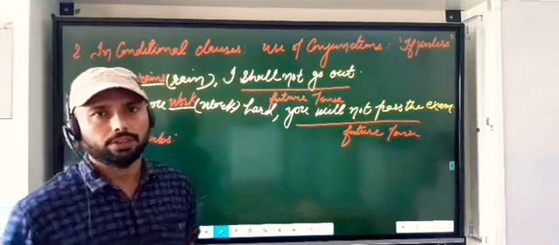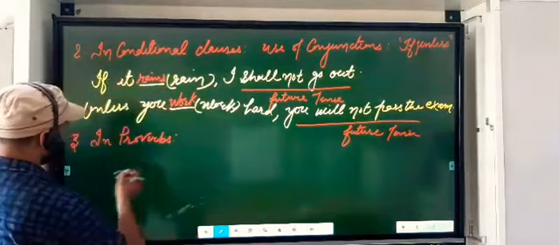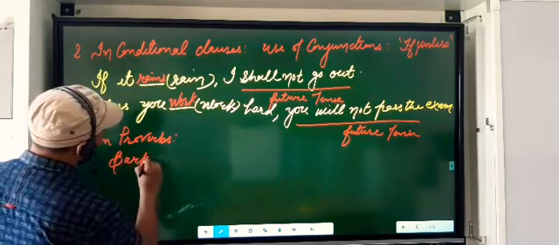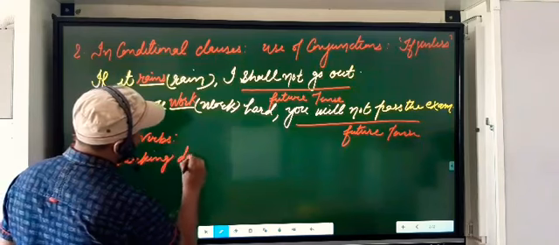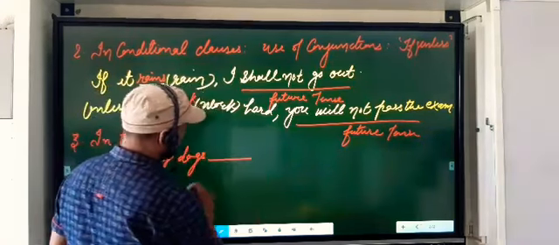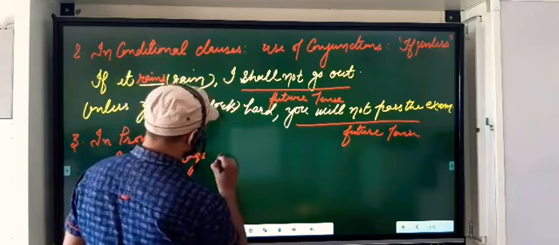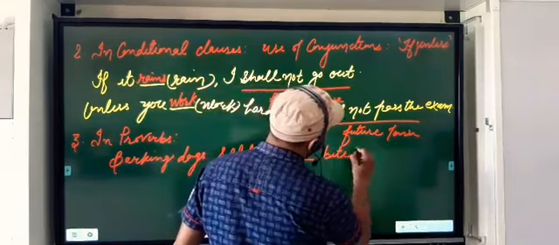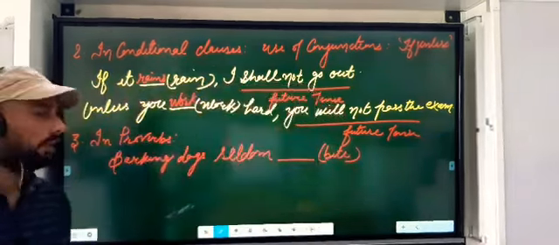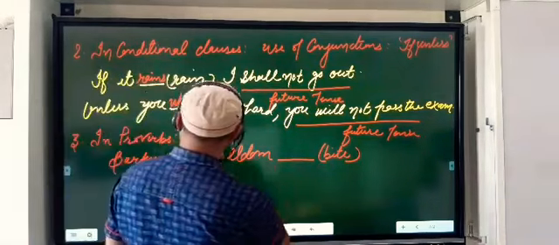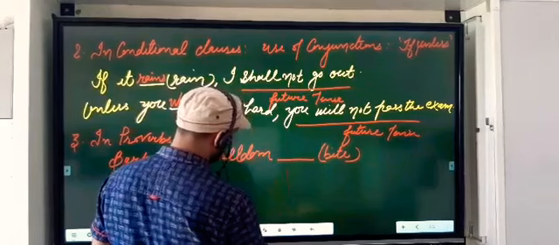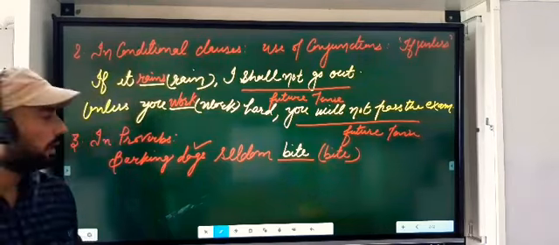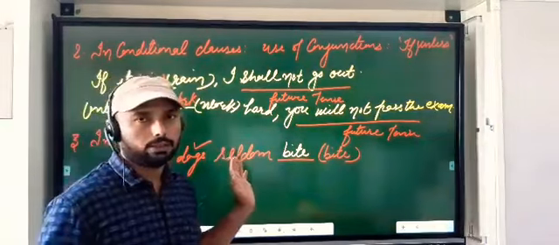For example, barking dogs seldom bite. Barking dogs seldom bite. So we use present indefinite here, the subject is plural, so we use present indefinite here, bite.